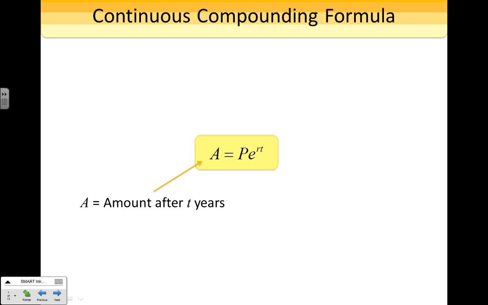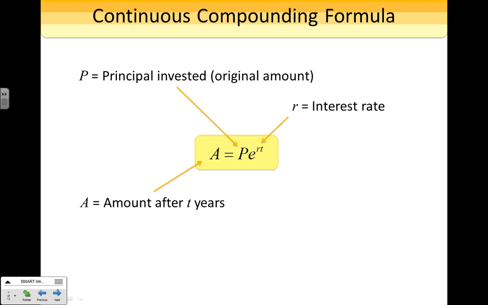So A is the same. That's the amount that you want to end up with after a certain number of years. Our P, principal invested, the amount that you put in. Interest rate is R, and T is the number of years. So all of these variables still mean the same thing.